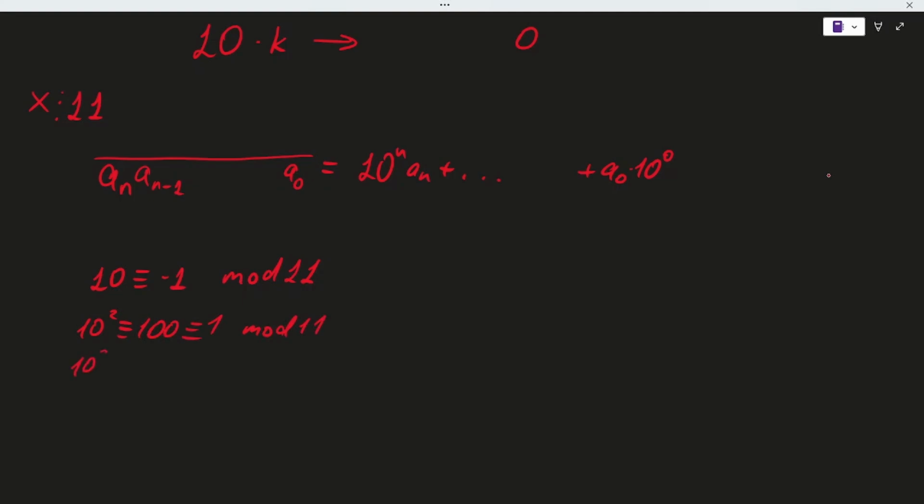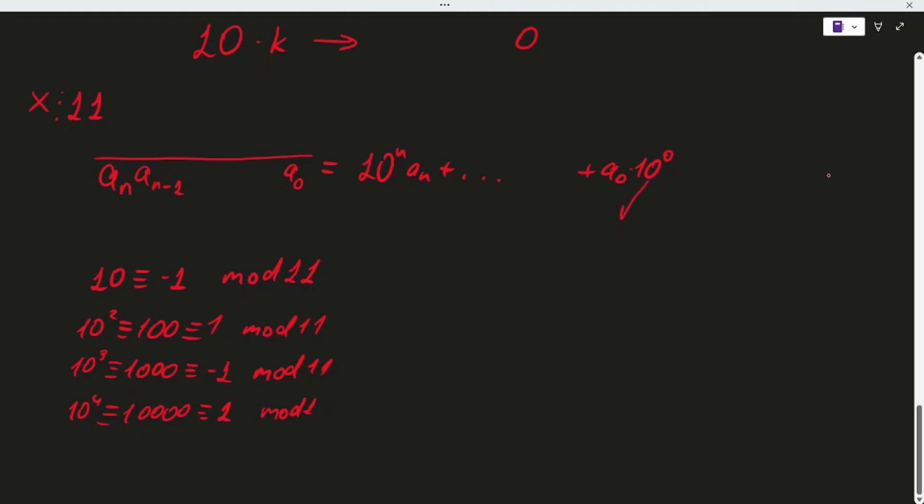10 cubed, which is 1000, equals negative 1 mod 11. 10 to the power of 4, which is 10,000, will be equivalent to 1 mod 11. And we have 1s and minus 1s alternating, which clearly means that we can substitute these numbers: a0, 10 to the 0 can be substituted as 1, 10 can be substituted as minus 1, and so on.